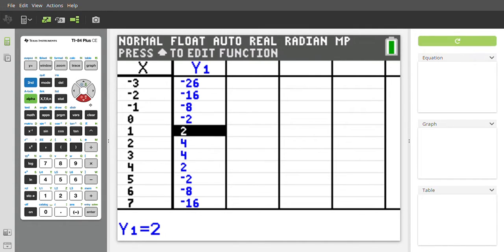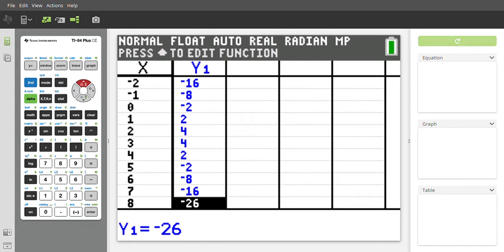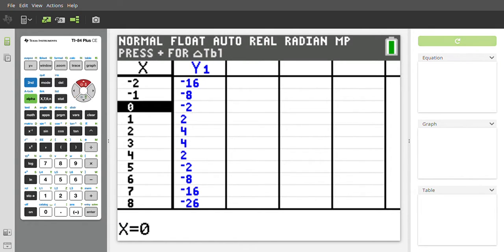I don't see any y values equal to 0. But I do see, let's go back up here, that my y value of negative 2 is followed by a y value of positive 2. For y to go from being negative to being positive, the graph has to be passing through 0, because negative 2, negative 1, 0, 1, and 2, to get from a negative to a positive, you have to pass through 0. And that's between x equals 0 and x equal 1.